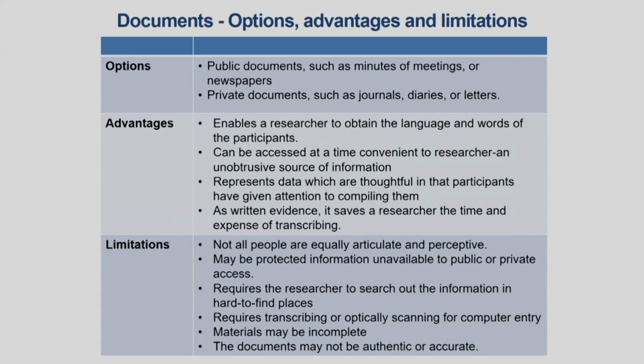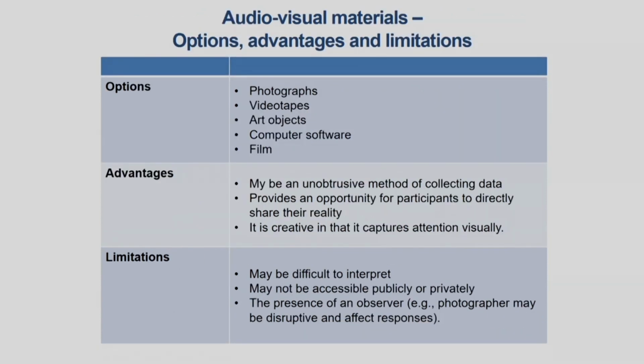Limitations: not all people are equally articulate and perceptive. It may be protected information, unavailable to public or private access. It requires the researcher to search out the information in hard to find places, requires transcribing or optically scanning for computer entry, materials may be incomplete, and documents may not be authentic or accurate. Audiovisual materials: the options are photographs, videotapes, art objects, computer software, and films.